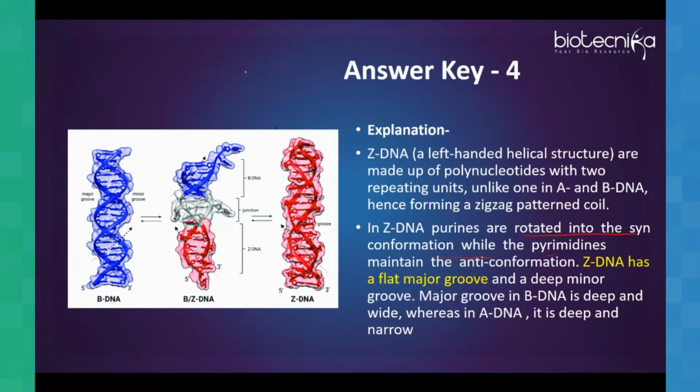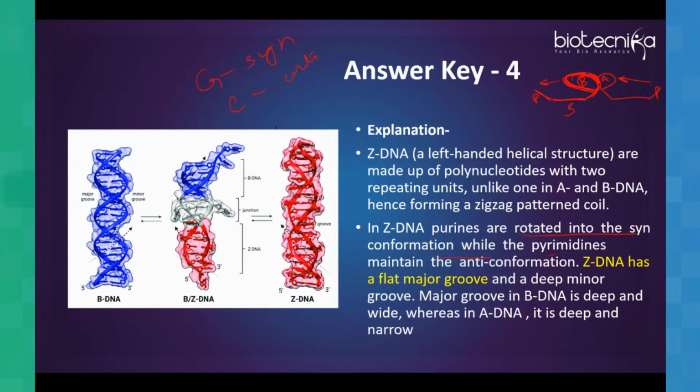So as I said, the Gs are in syn glycosidic conformation, whereas the Cs are in anti conformation, right? So how exactly does it look? If this is the phosphate and this is the ribose sugar, this is what a syn conformation looks like, which is towards the phosphate backbone. This is the phosphate, this is the sugar, and this is the base. Whereas an anti conformation looks like this, away from the phosphate backbone.